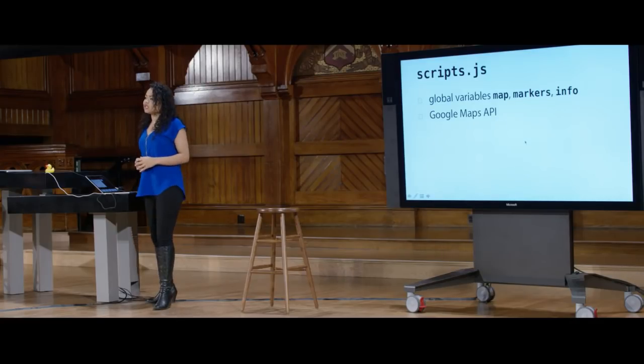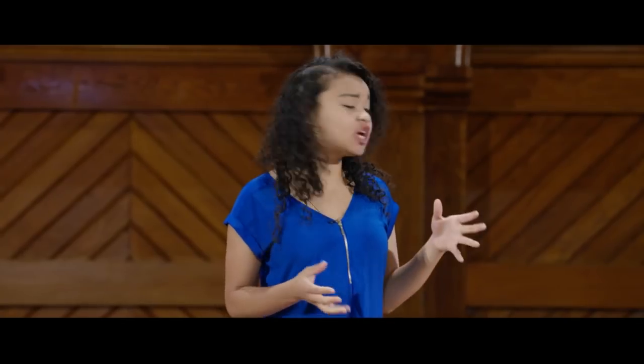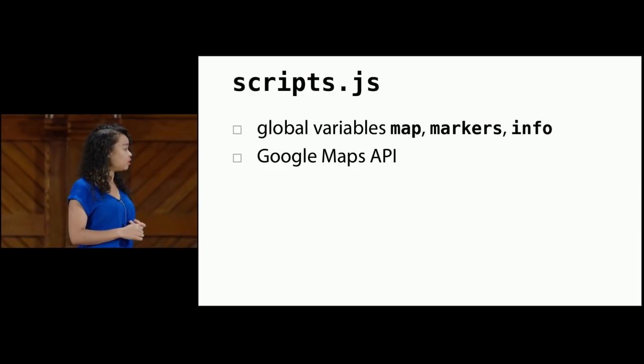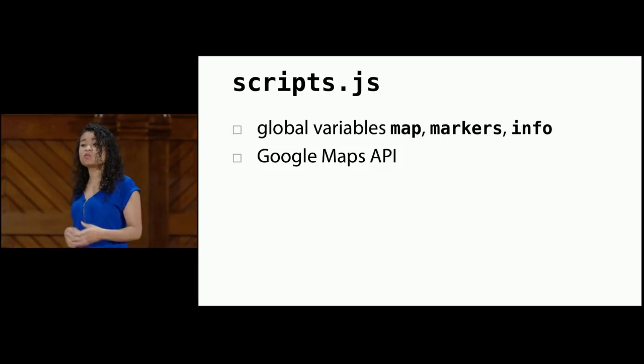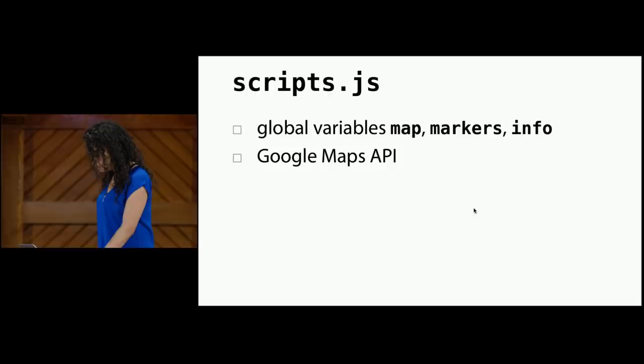All right. So now let's take a look at scripts, which is a JavaScript file. And here we're going to be dealing with global variables. Here we have our map as a global variable, the markers as a global variable, and finally information. And this is where we're really interacting with the Google Maps API.